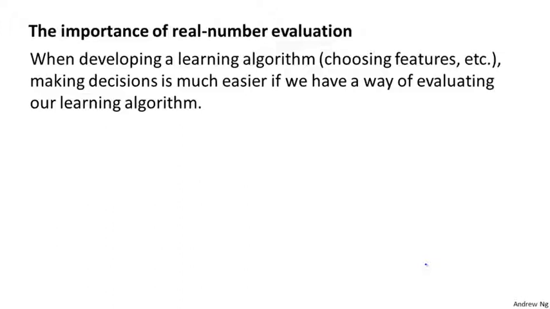So if you're trying to decide, I have an idea for one extra feature, do I include this feature or not? If you can run the algorithm with the feature and run the algorithm without the feature and just get back a number that tells you whether it improved or worsened performance to add this feature, then it gives you a much simpler way with which to decide whether or not to include that feature. So in order to be able to develop an anomaly detection system quickly, it's really helpful to have a way of evaluating an anomaly detection system.